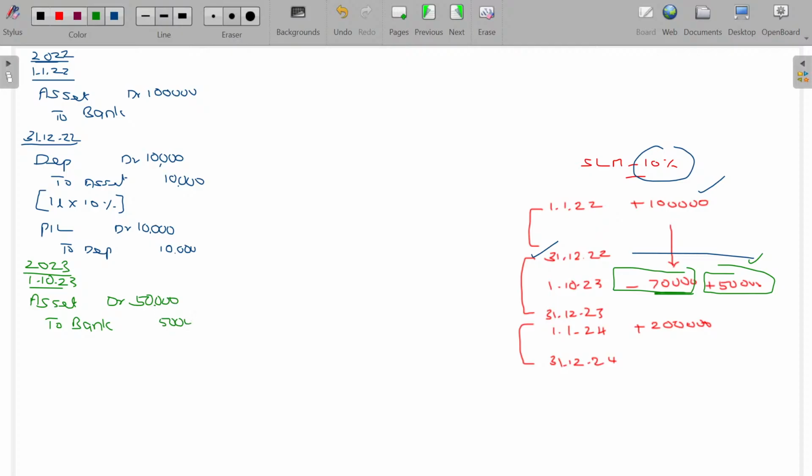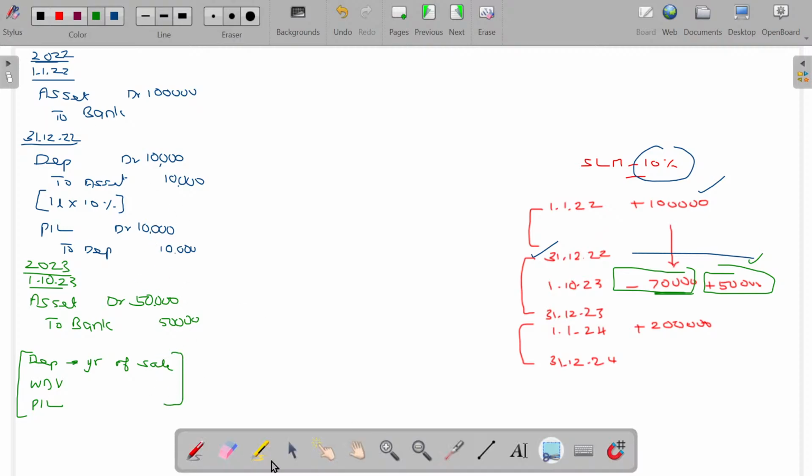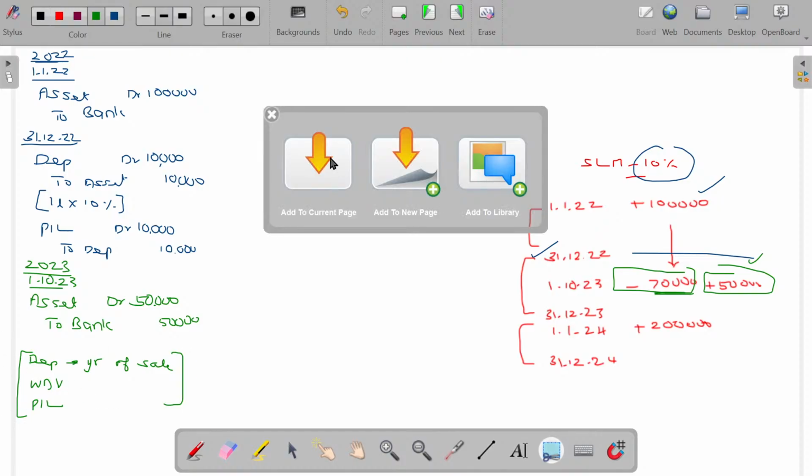In case of any asset sold, you have to calculate depreciation up to the date first, then the WDV, and then profit and loss. So you have to calculate the depreciation for the year of sale, find out the WDV as on the date of sale, and then find out the profit and loss on the date of sale. These are the 3 points you have to find out whenever there is a sale.